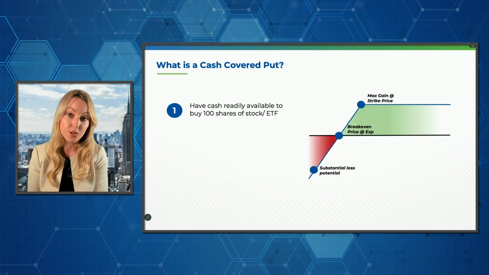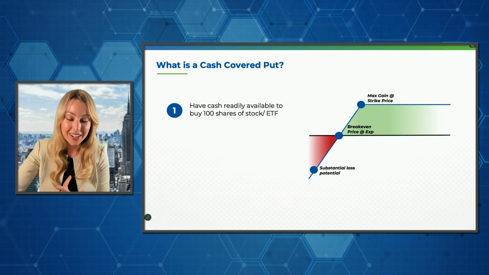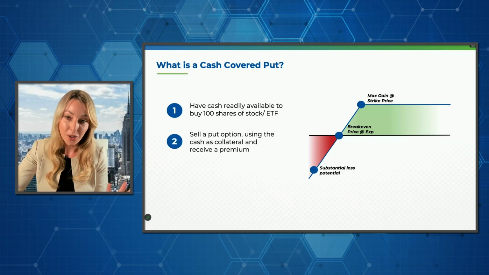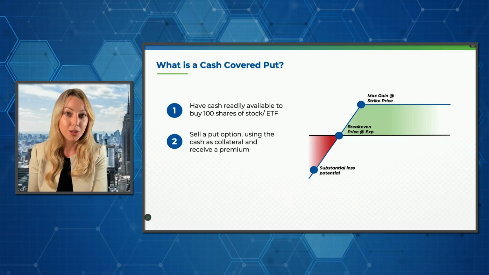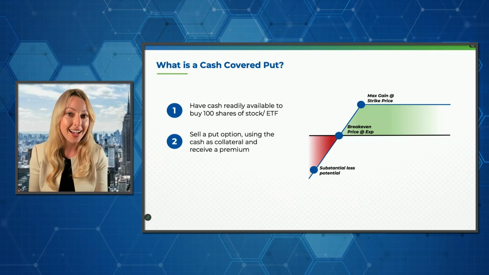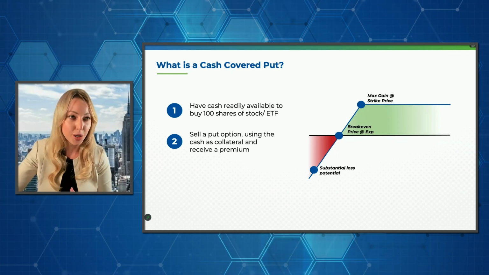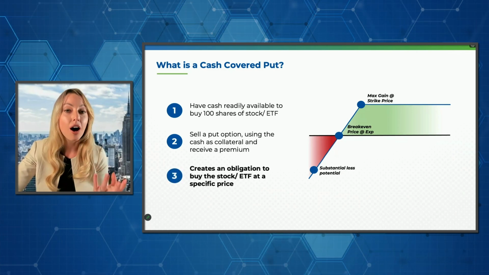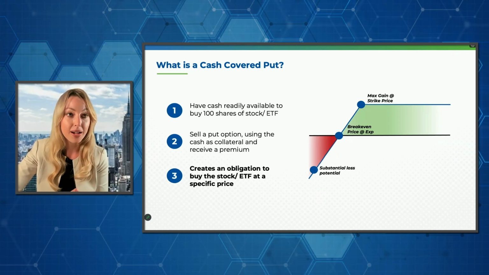So in order to construct that strategy, you've got to make sure you have the cash available to buy the security. We sell a put and you utilize that cash as collateral. And when you put a limit order in with your brokerage firm, your cash is tied up. You can't really use that cash and put in another type of order. So think of it in that same type of terms. And what that does is it creates an obligation to buy the stock at that predefined strike price.